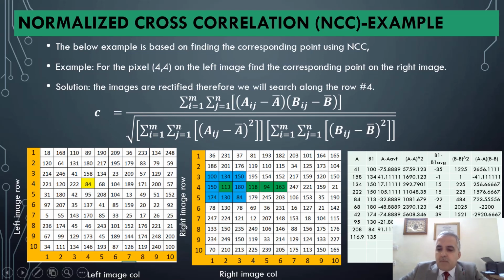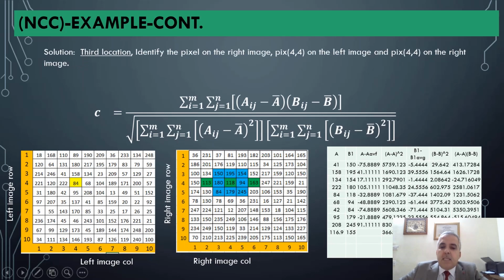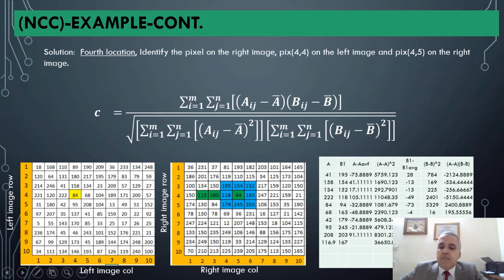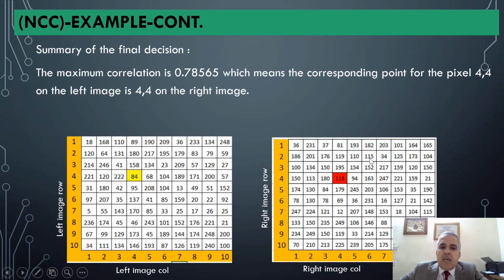The correlation is minus 0.25, which is very low. And this one, 0.21, is slightly better. And this 0.87 is better than the previous two. And this minus 0.21 is deteriorated. And this minus 0.73 is more deteriorated, which means the corresponding point is located here, this 4 by 4 pixel. And this is the summary.